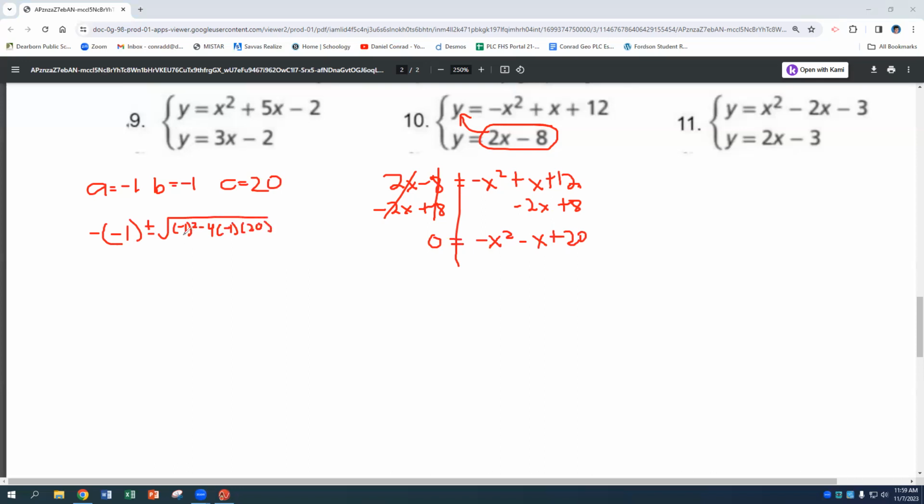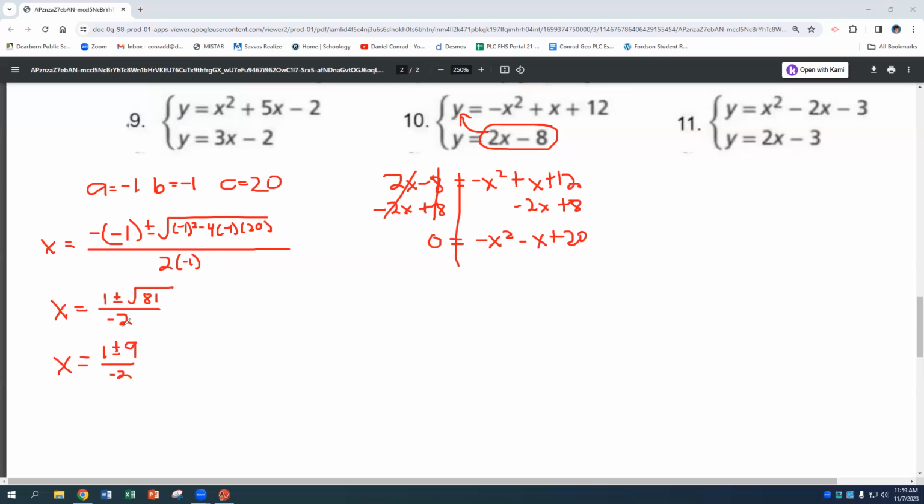Okay, this is going to give me 1 plus 80, which is going to be 81. Oh, I'm sorry, all over 2 times negative 1. So we're going to get x equals 1 plus or minus the square root of 81, all over negative 2. Right, we put all this in our calculator. Okay, then we get 1 plus or minus 9 over negative 2.